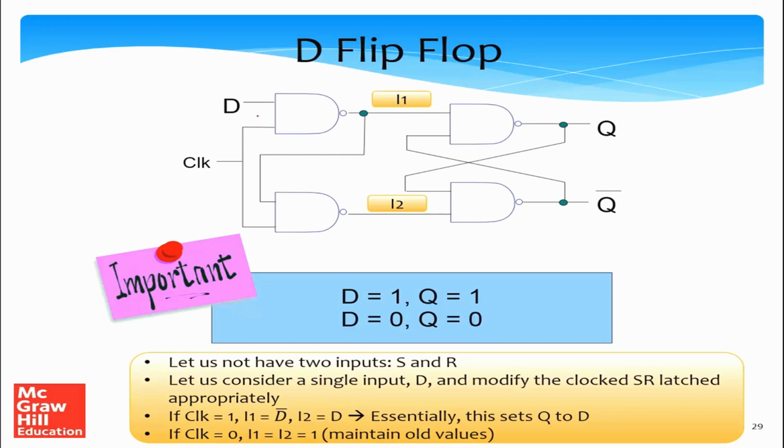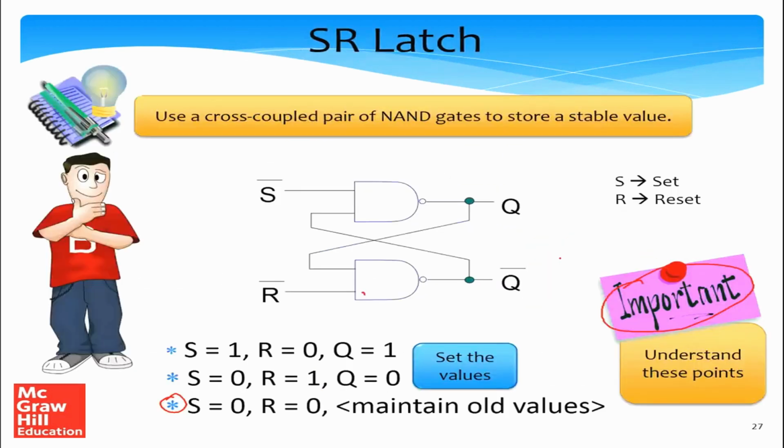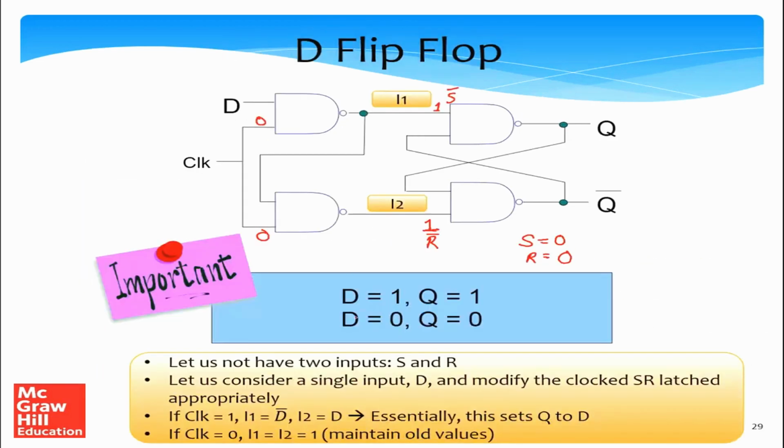Well, if the clock is 0, then 0 goes to both the NAND gates, so we have 1 and 1. So essentially S bar is 1 and R bar is 1. So the inputs are: the set signal is 0 and the reset signal is 0. In this case, if we go back to our basic SR latch, if S is 0 and R is 0, we maintain the old values. So we'll do exactly the same. I1 and I2 will be 1, which means set and reset are both 0 and 0, so we maintain the old values.